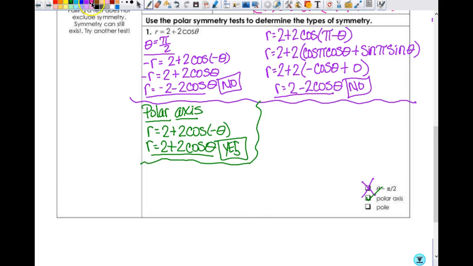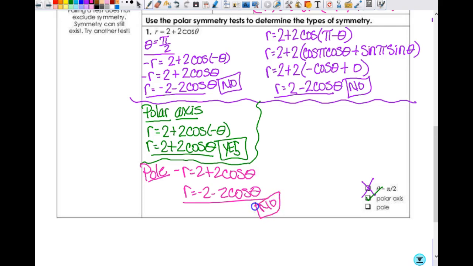So then I move on and I check pole symmetry. So for pole symmetry, I substitute in a negative r and a positive theta. So negative r equals 2 plus 2 cosine theta, which means that r is equal to negative 2 minus 2 cosine theta. That's the best I can do. Is that the same as the original? No. So then I got one more thing to check.